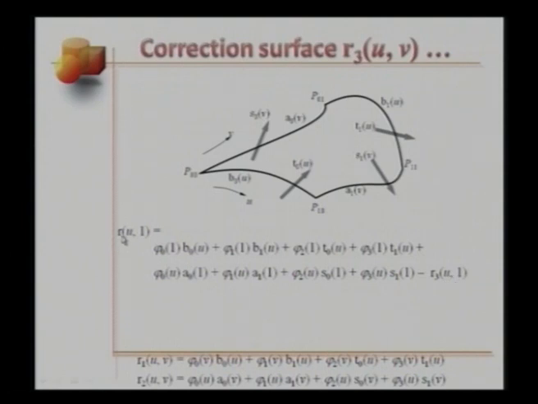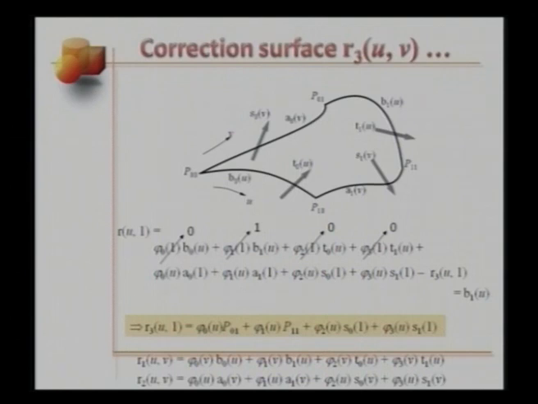And after all, what is R of U and 1? This is for V equals 1. We'll have this boundary curve here, V1 of U. Once again, if you remember the expressions for your Hermite cubic functions, this term goes to 0, this term goes to 1, this goes to 0, and this goes to 0. We can simplify this complex looking equation as R3 U1 equals phi 0 of U times P01 plus phi 1 of U times P11 plus phi 2 of U S01 plus phi 3 of U S11.